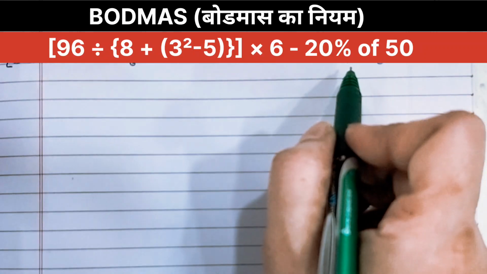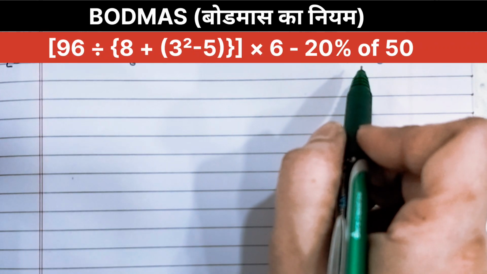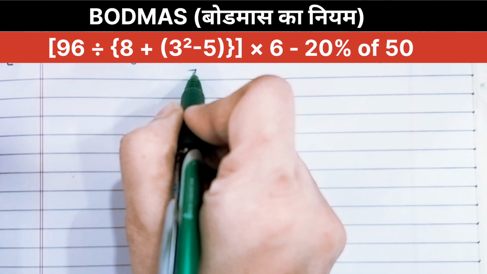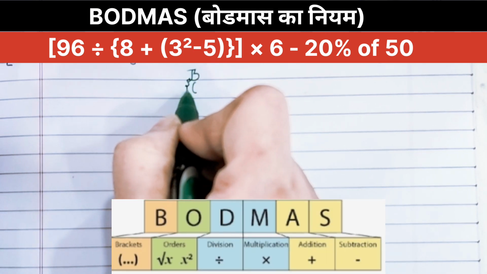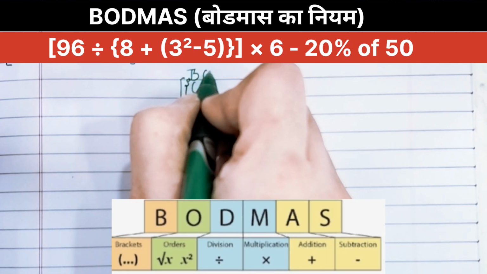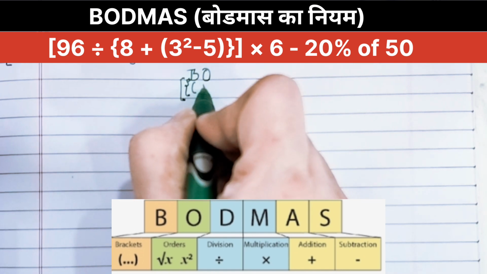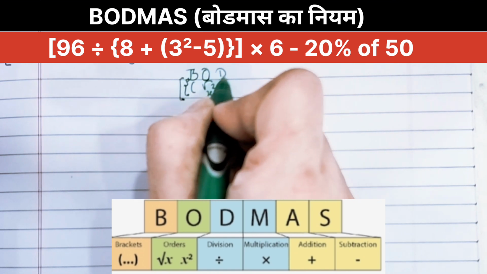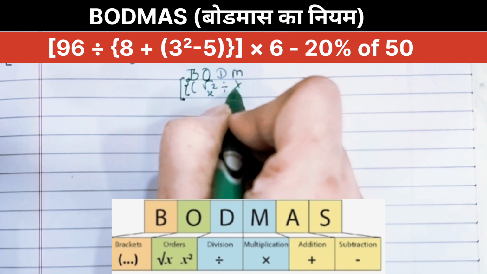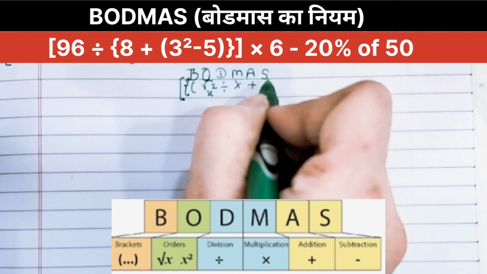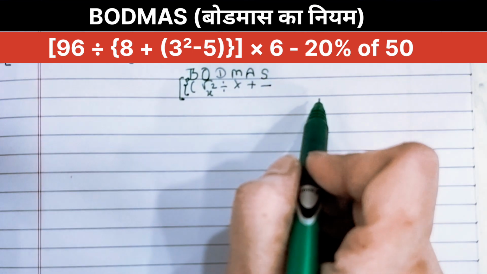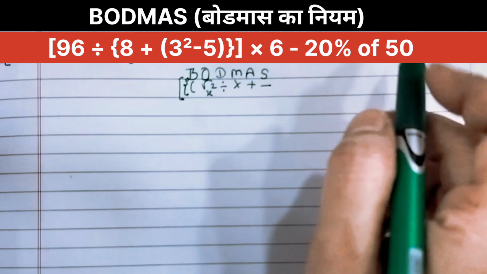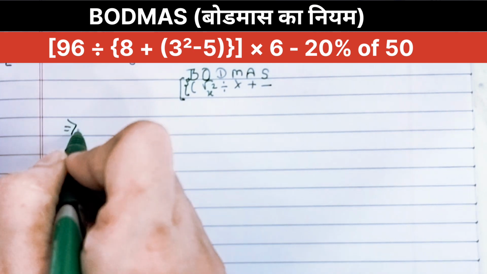Hello friends, now here is the step-by-step evaluation using the BODMAS rule. The BODMAS rule says first we solve brackets: small bracket, curly bracket, then square bracket. O stands for of, where we convert into multiplication, and we solve roots and exponents. D stands for division, M for multiplication, A for addition, S for subtraction. Now according to this BODMAS sequence, we'll break down this expression with a step-by-step solution.